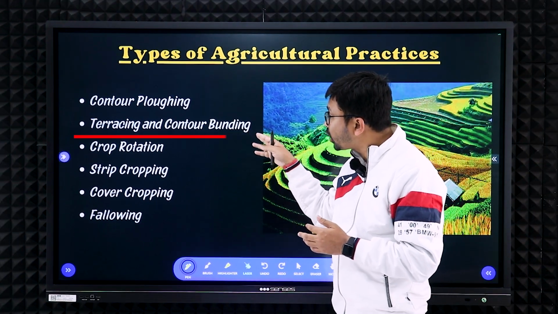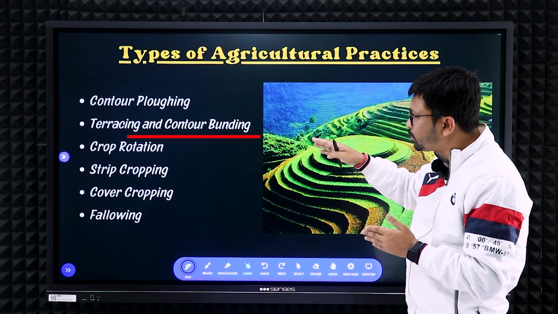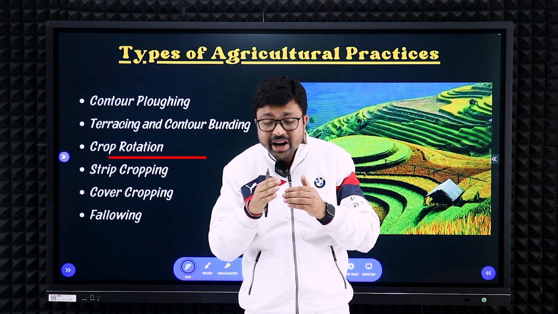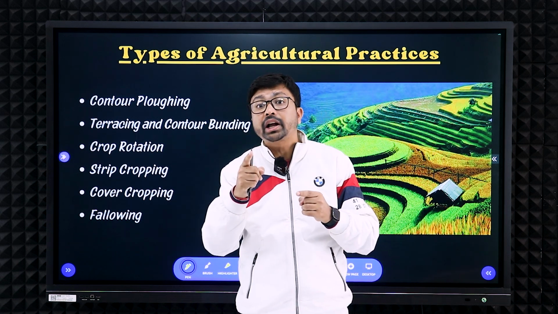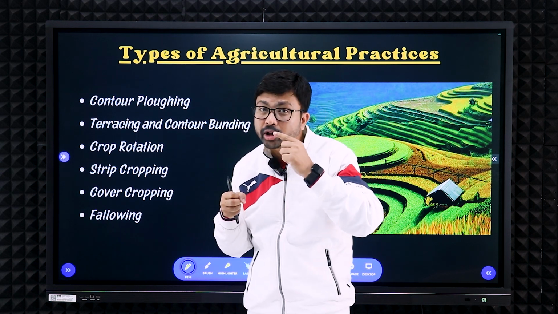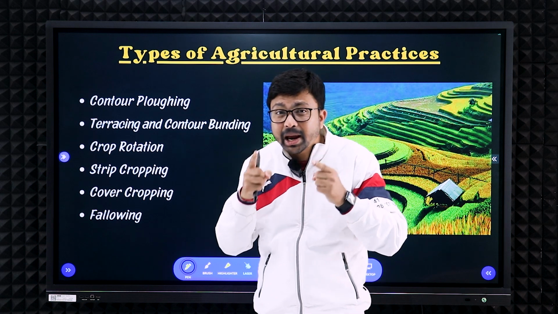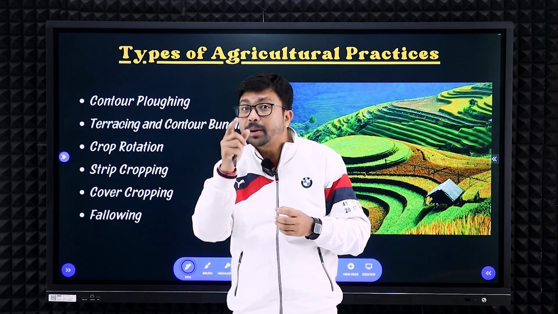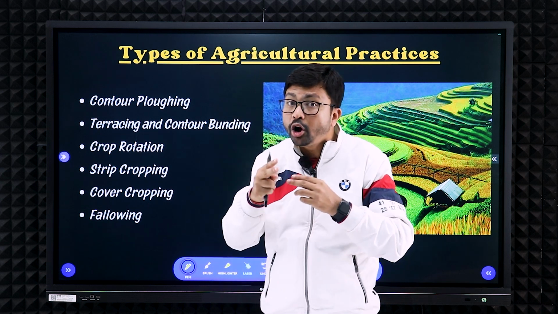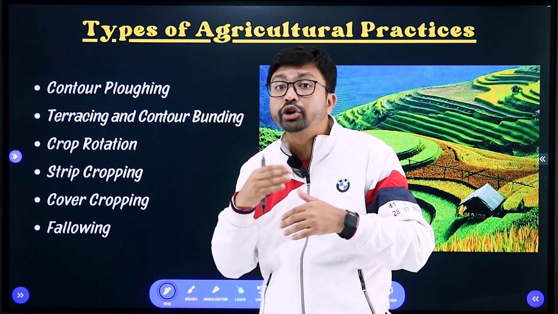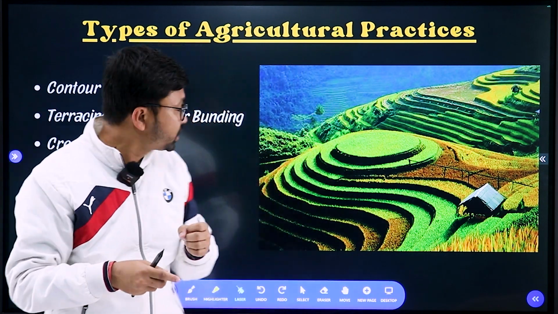Next, terrace farming or contour planting, almost the same things. Next, crop rotation. We need to rotate the crops, because, as you know, different types of crops require different minerals, so they will take those minerals from the soil. But if you cultivate the same type of crops again and again in the same agricultural field, there will be deficiency of particular minerals, so we need to regain those minerals. How? By doing crop rotation. So we need to cultivate crops alternately, right?